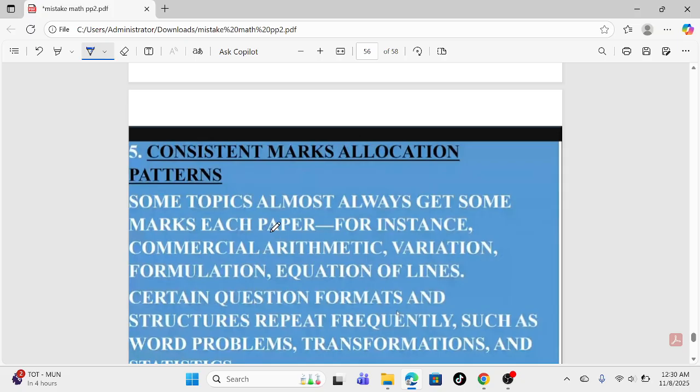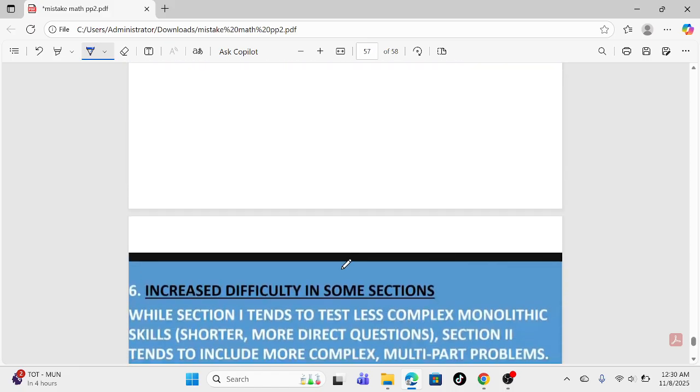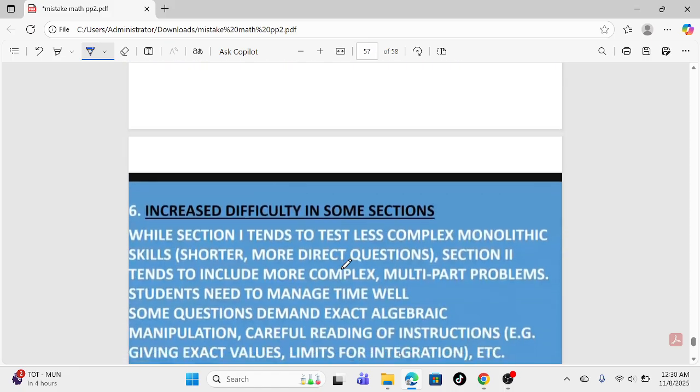Also, there is a constant marks allocation pattern. Some topics almost always get marks in each paper, for instance commercial arithmetic, variation, formulation, and equation of lines. Certain question formats and structures repeat frequently, such as word problems, transformation, and statistics.